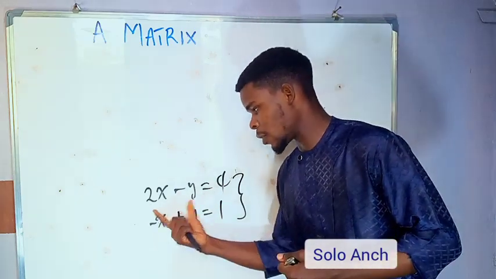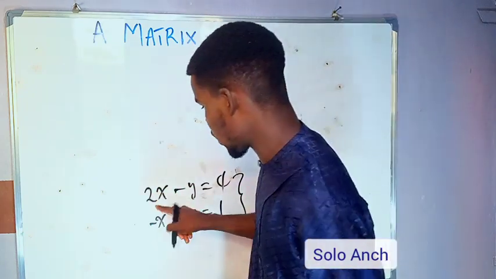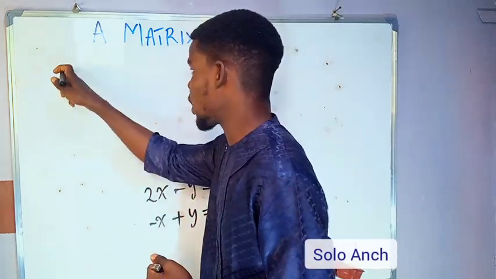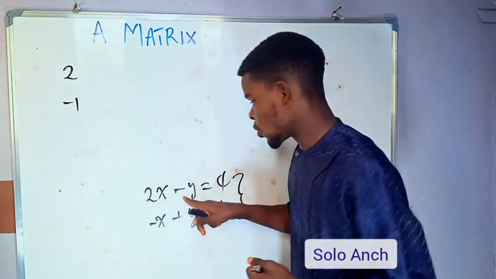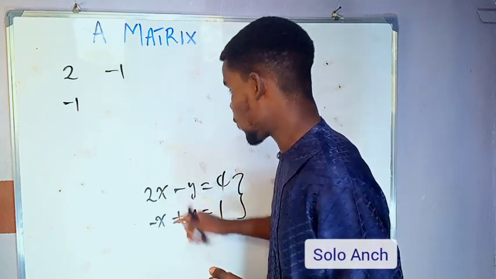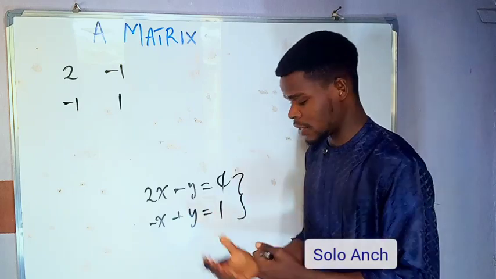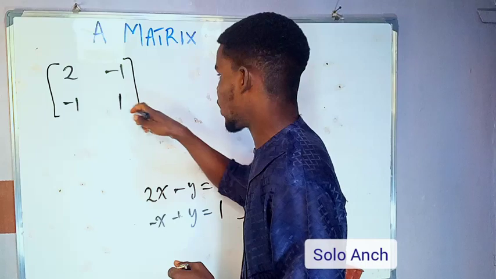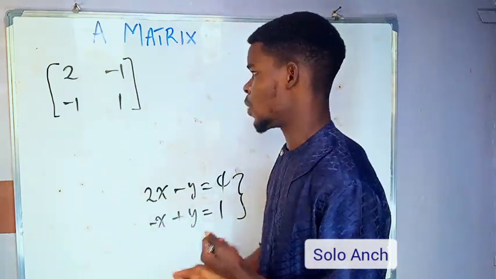Let's collect the coefficients of each of x and y in each of these equations. The coefficient of x is 2 here. The coefficient of x in this second equation is negative 1. So I'm going to write it accordingly: this is 2 here, and this one is negative 1 underneath. We also do this for the coefficients of y the same way. This is negative 1 over here, and this is positive 1. I'm not going to do anything about the right hand side, since I'm not going to solve this. So this is a way to think about a matrix: just a rectangular arrangement of numbers. It could be a square or just a normal rectangle.